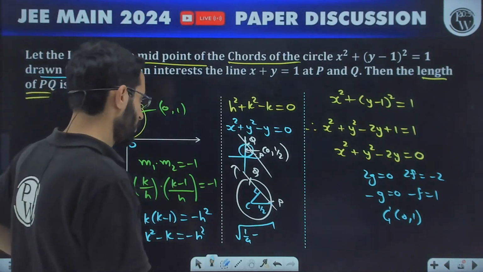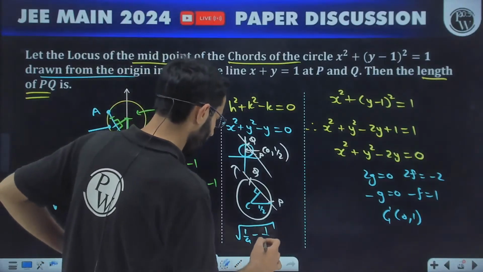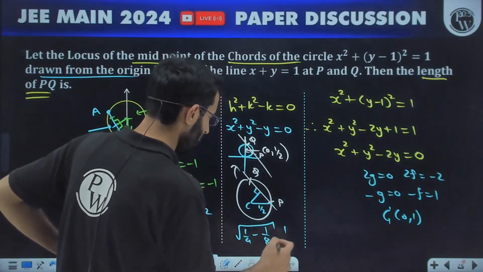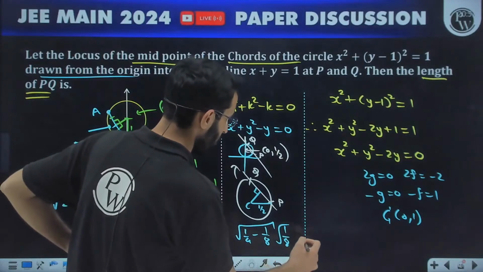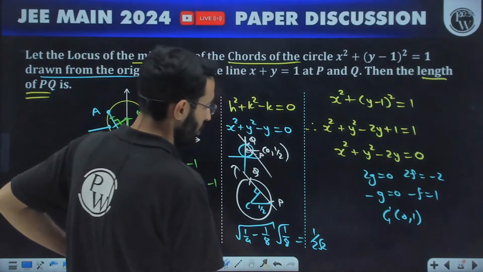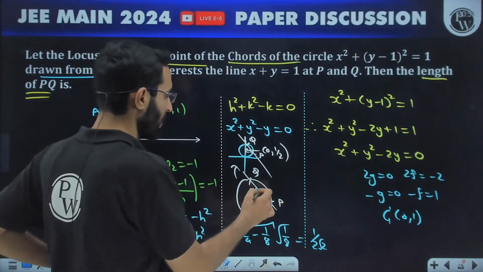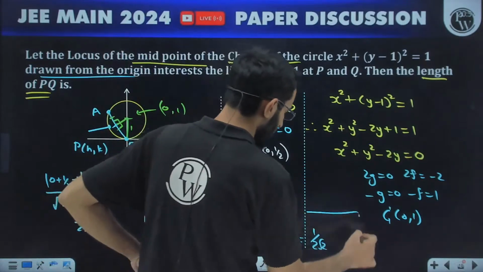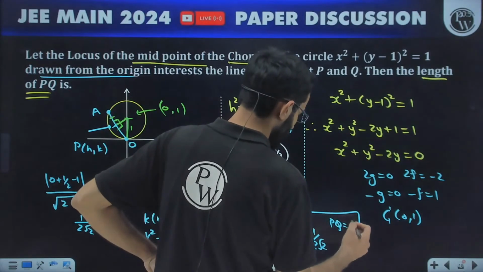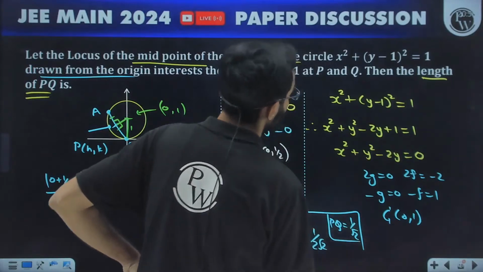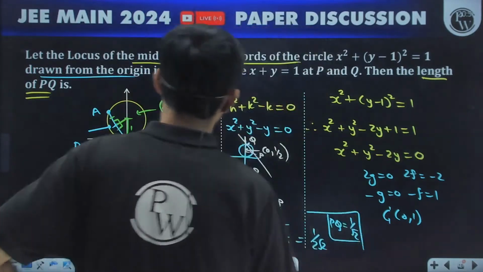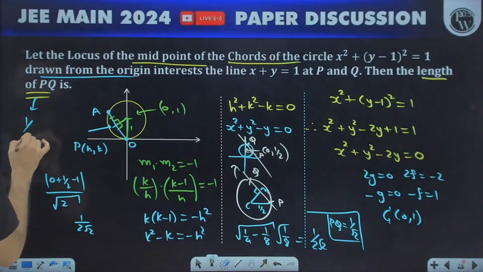Hope this is clear to you. This will give 1 by 8. 1 by 4 minus 1 by 8 will give 1 by 8 only. The square root will give 1 upon 2 root 2, and this is the length of PM. So PQ will be double of this, 1 upon root 2. This is your final answer. Is this clear, everyone? Please give me some response.